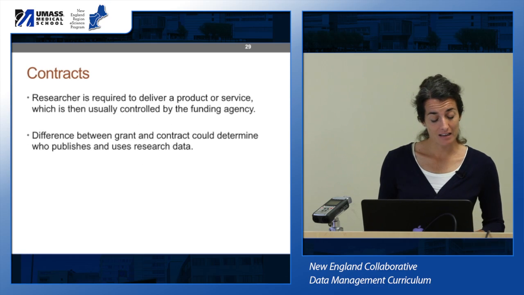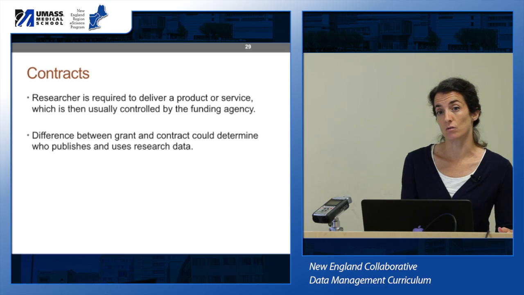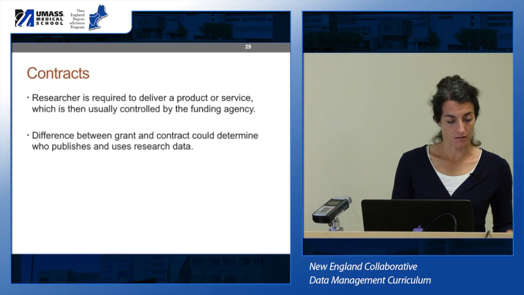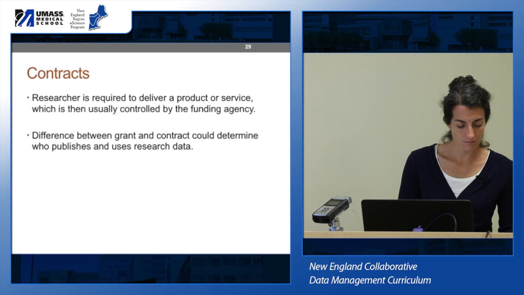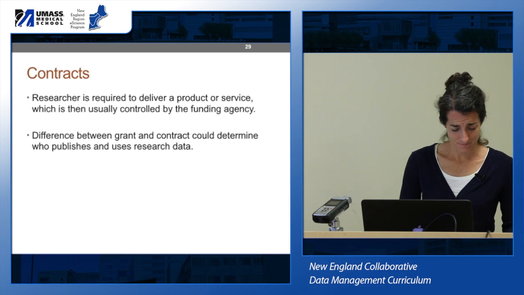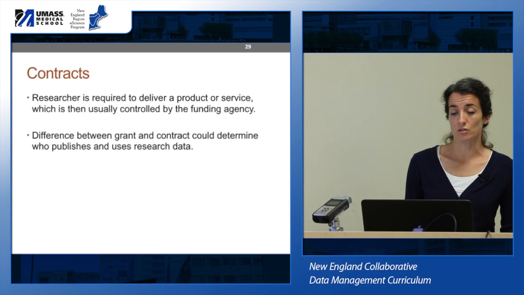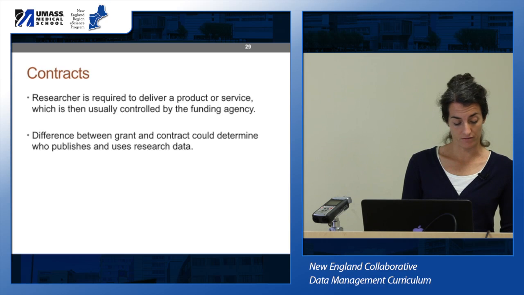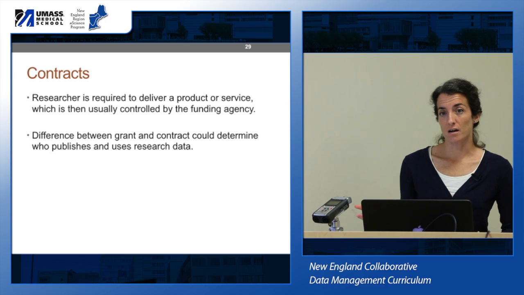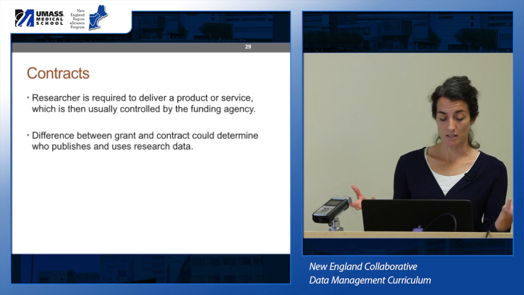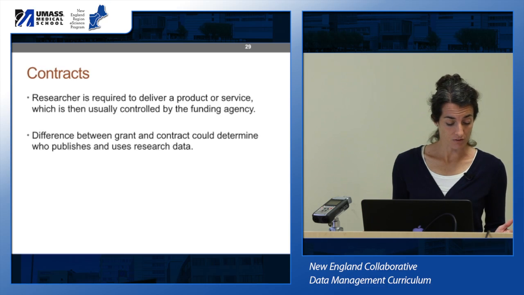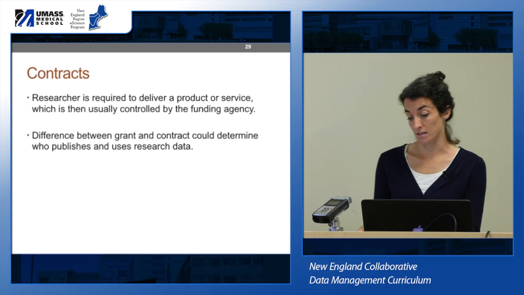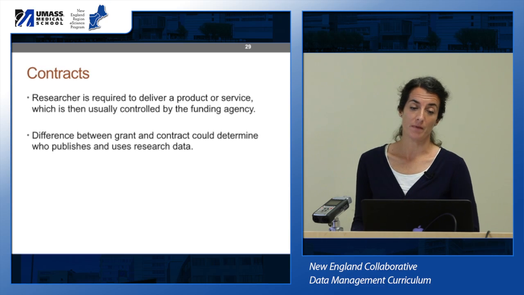A contract is a different kind of legal relationship that an institution or an investigator might get into with a funding agency. Under grants, the researchers carry out the research and they submit reports. But again, the institution retains control of the data and the PI can do what they like. But under contracts, the researcher is required to deliver a product or a service, which is then controlled by the funding agency. So whether or not a research project is funded by a grant or by a contract is an important distinction to make. And it's a significant difference that could determine who can publish and use and disseminate the data produced from that research.